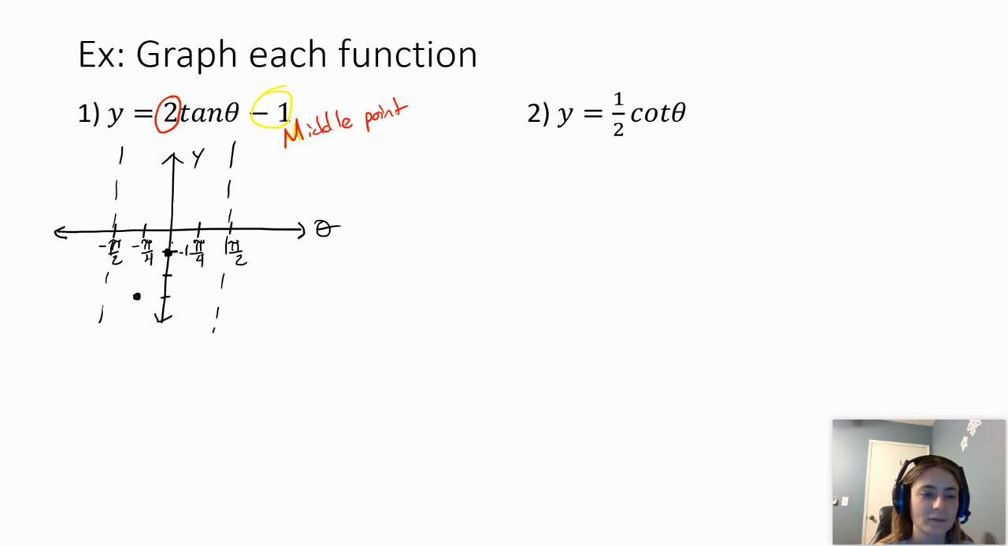And for pi over 4, we're going to go up by 2. 1, 2, at 1. This is at negative 3. And then we can sketch in our graph. So this one's much more steep. There's not much curve to it, because that's what that 2 does. It stretches us out, so it's not much curve anymore. It looks more like a straight line.